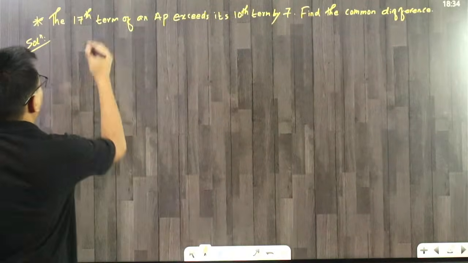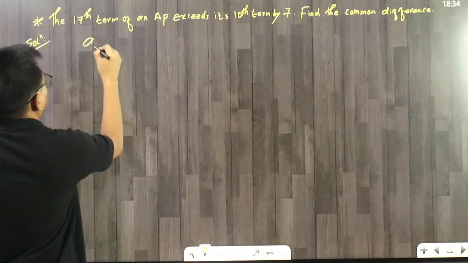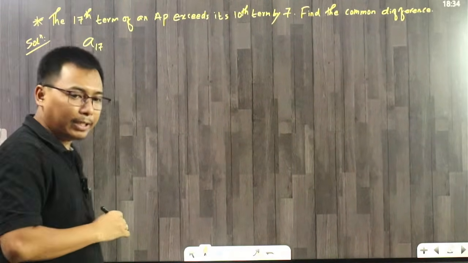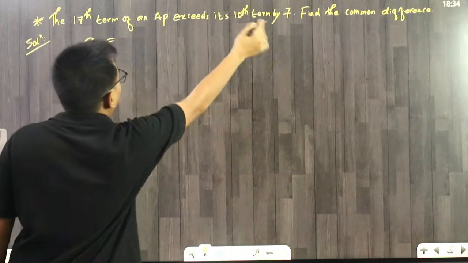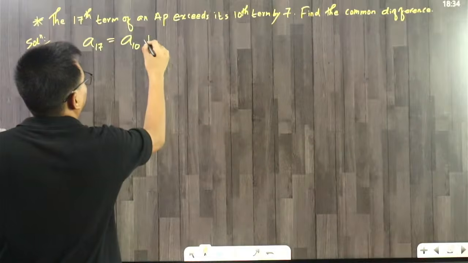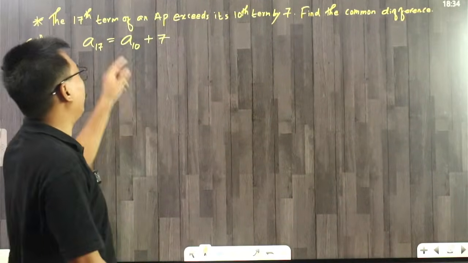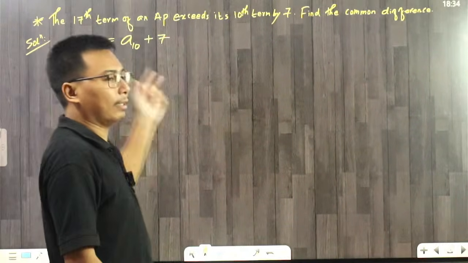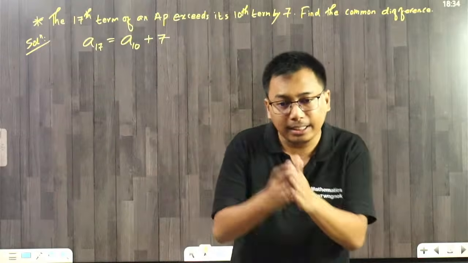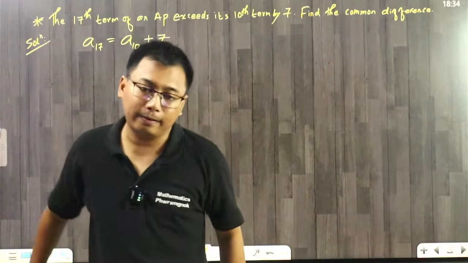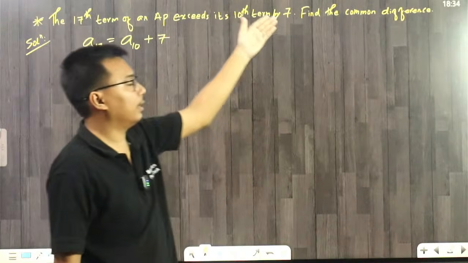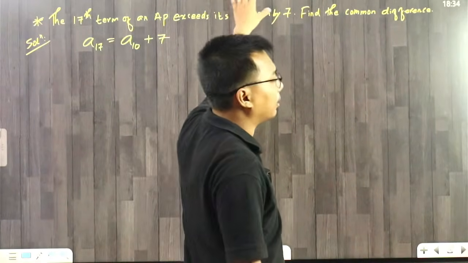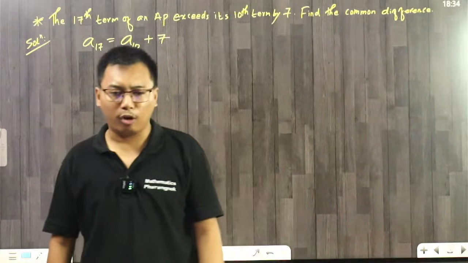So how can we write that? According to the question, we can write A17, the 17th term. So this A17 exceeds its 10th term, A10, by 7, which means A17 is 7 more than A10. This is what the question is telling us. Now we have to find the common difference.